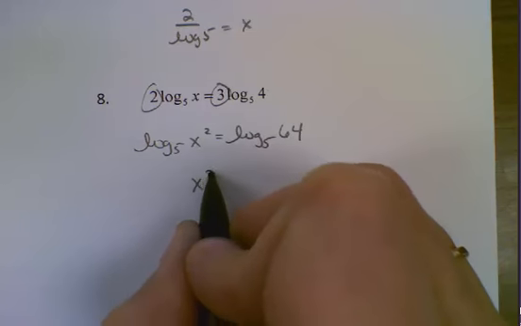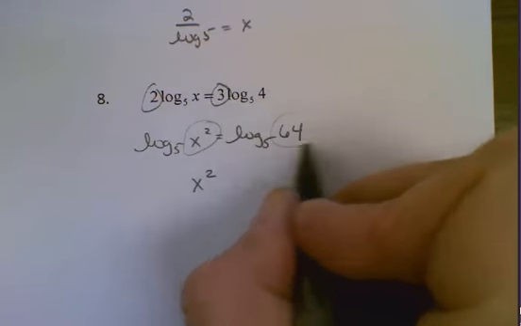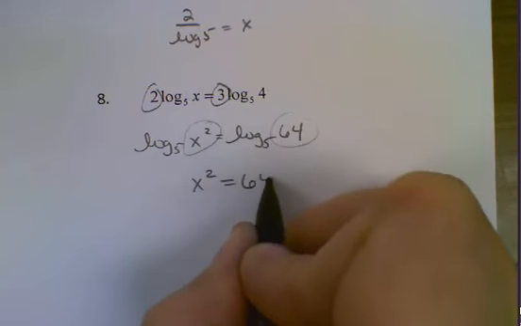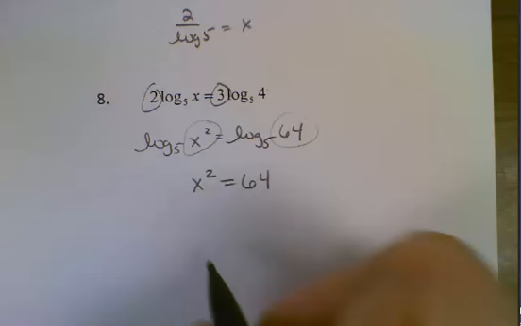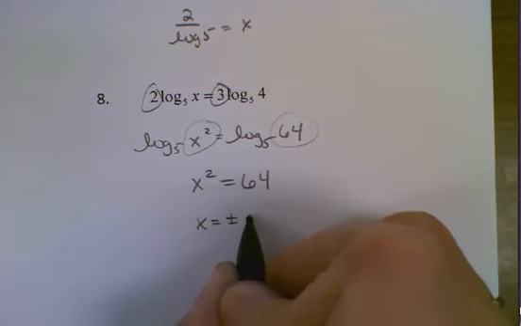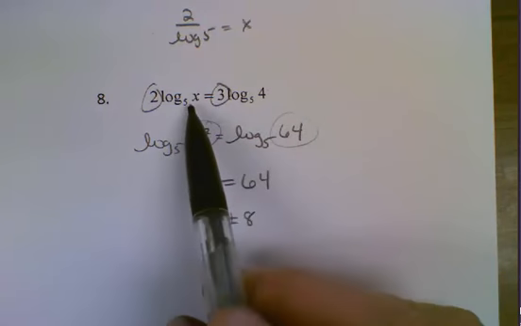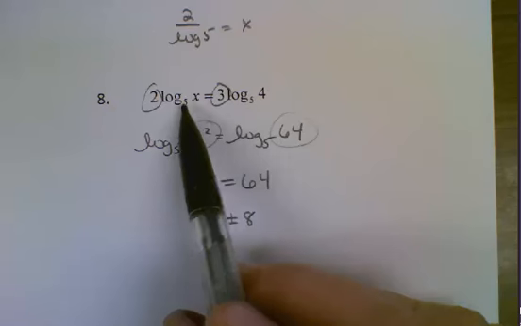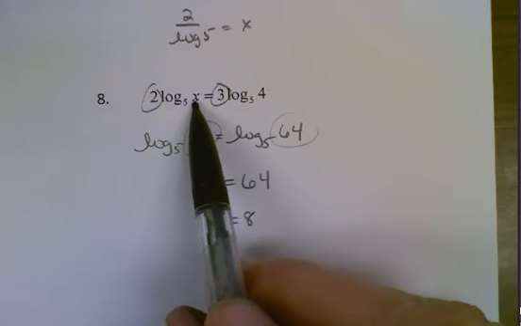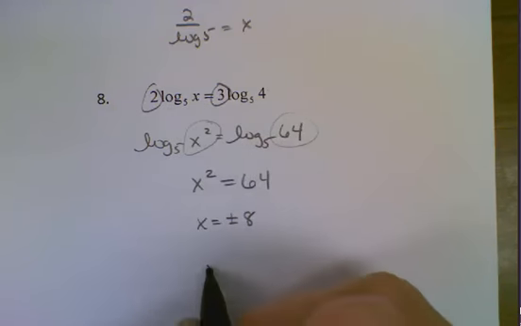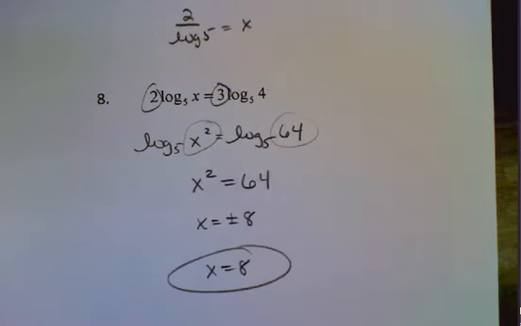So then I get x squared, because the logarithms are equal, those two things have to be equal, so x squared has to equal 64. Square root of both sides, I get x equals plus or minus 8. But remember, we have to try to plug it back in. Here I'd be taking the log of 8, which is okay, but I can't take the log base 5 of negative 8. So the negative has to be eliminated, so only x equals 8.